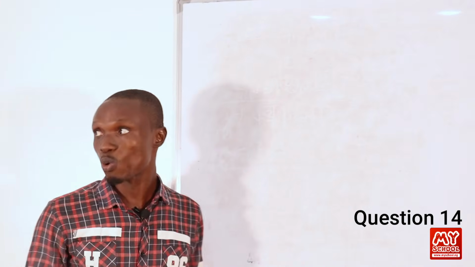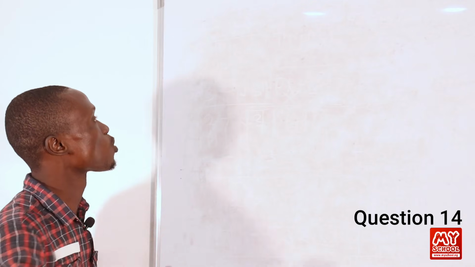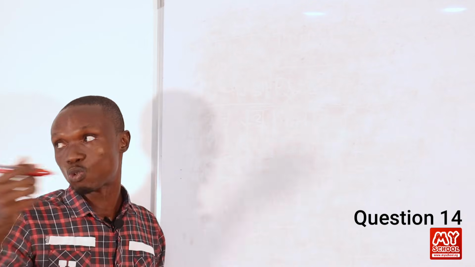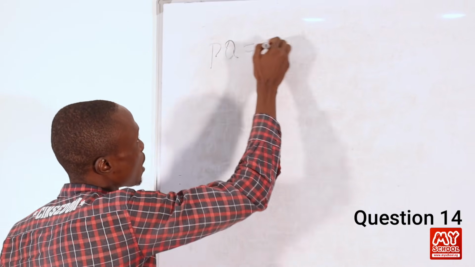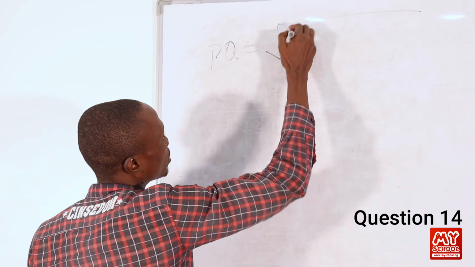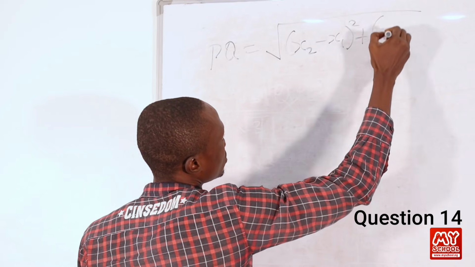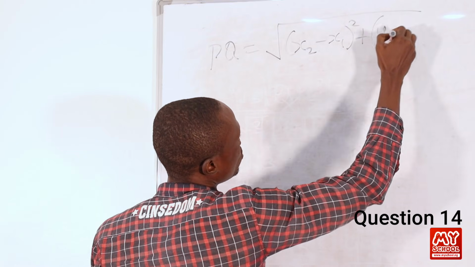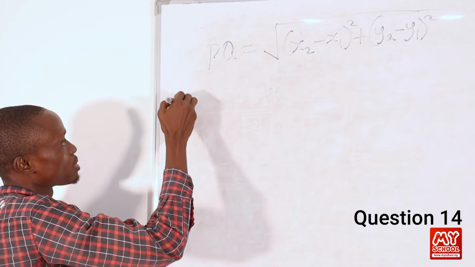We are asked to find the distance between two points. We should find T, which is one of the coordinates, given that the distance has been given to us to be equal to 9. We know that the distance between two points, in this case P and Q, PQ, is given as the root of (x2 minus x1) squared plus (y2 minus y1) squared.